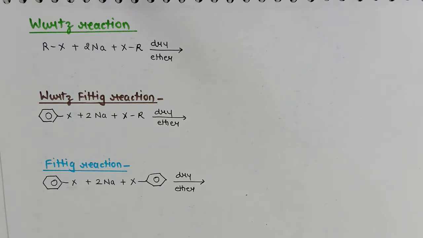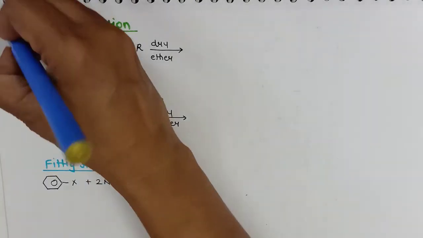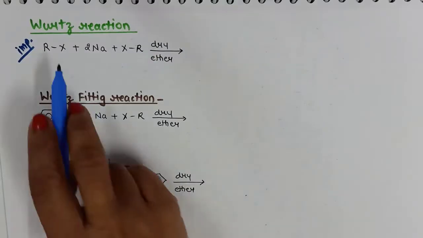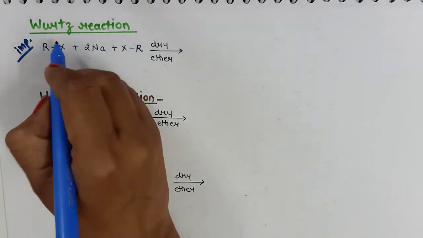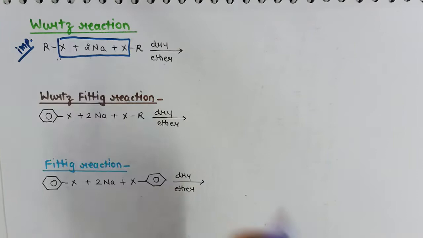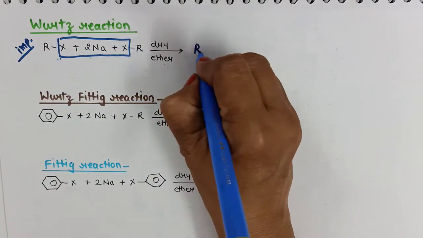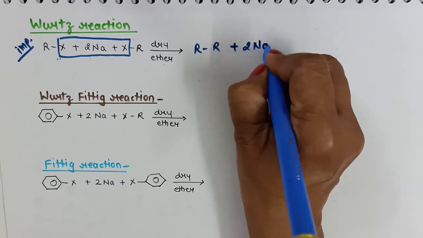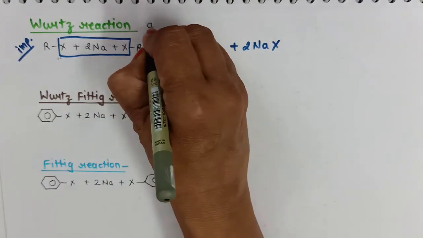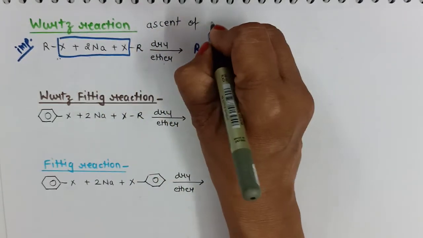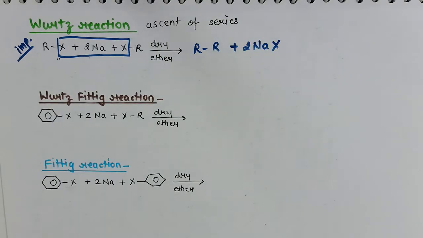Next reaction is Wurtz reaction, which you have studied in your class 11th also. This is a very important reaction. 2 moles of haloalkane are treated with sodium in presence of dry ether, and halogen along with sodium will be eliminated. We'll get alkane along with sodium halide. So we can say this reaction, Wurtz reaction, is an ascent of series reaction or stepping up reaction. We can increase the number of carbon atoms in the chain. So Wurtz reaction is also used for the preparation of higher alkanes.